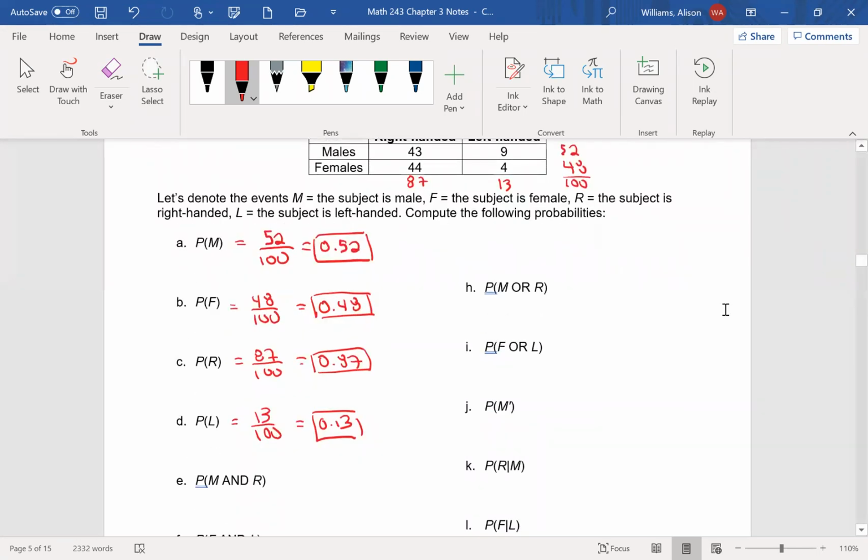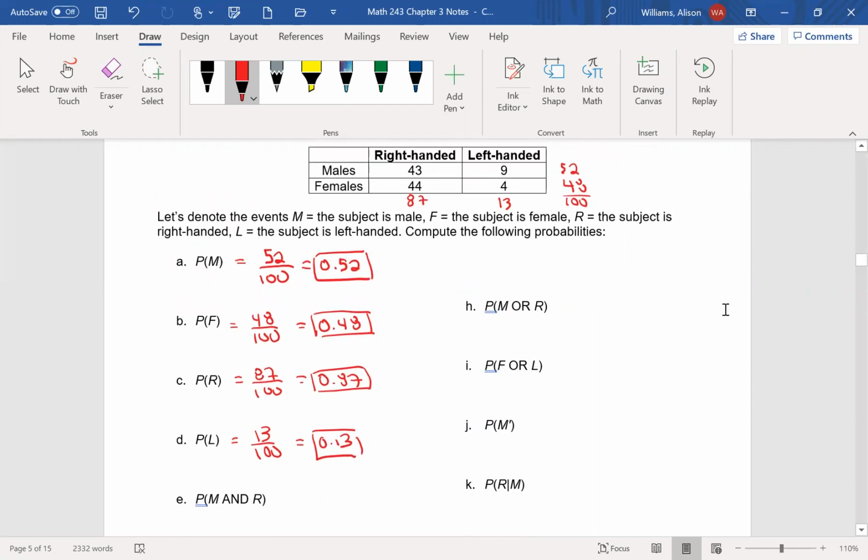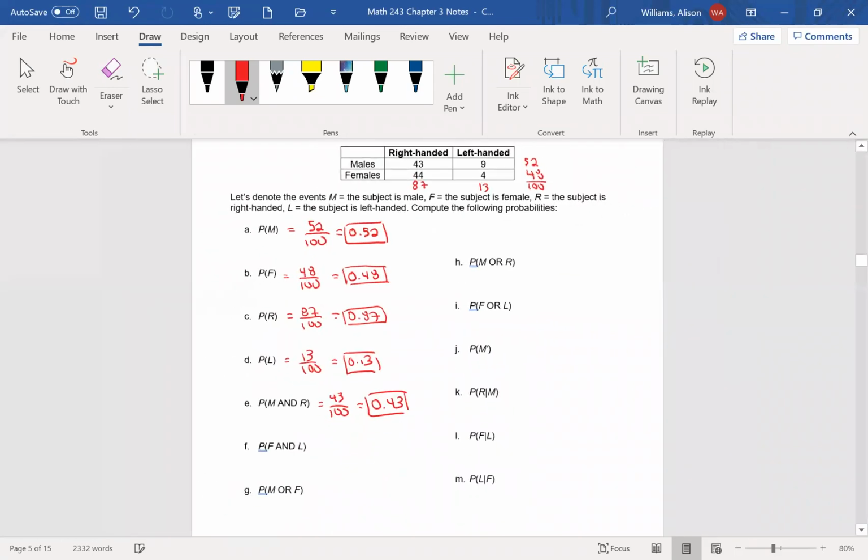Okay, so now they want to know the probability of being male and right-handed. So now we're looking at the group of people who are both male and right-handed. Well, that would be these 43 males that are right-handed. So 0.43. Zoom out again, just so I can keep that table on my screen here. Okay, female and left-handed. So looking at females that are left-handed, that would be those 4 females out of 100, which is 0.04.